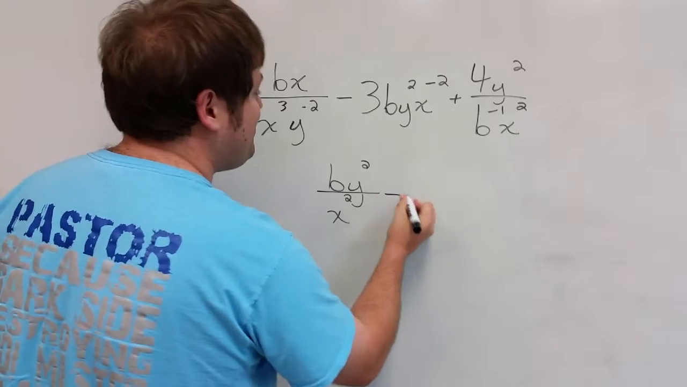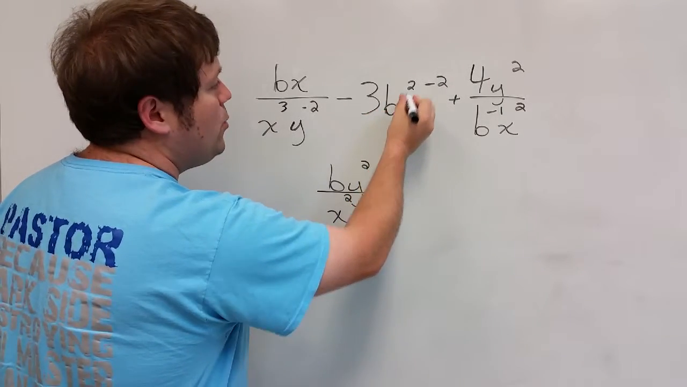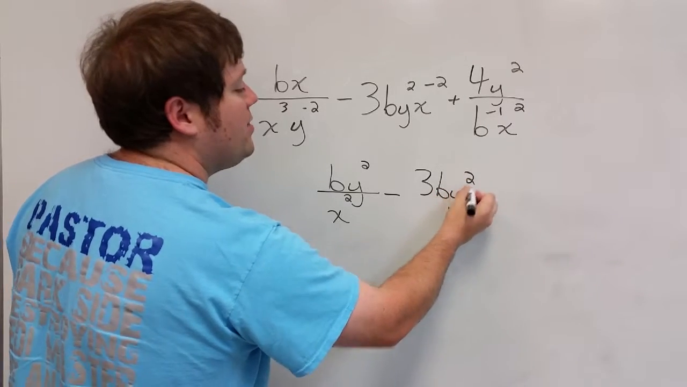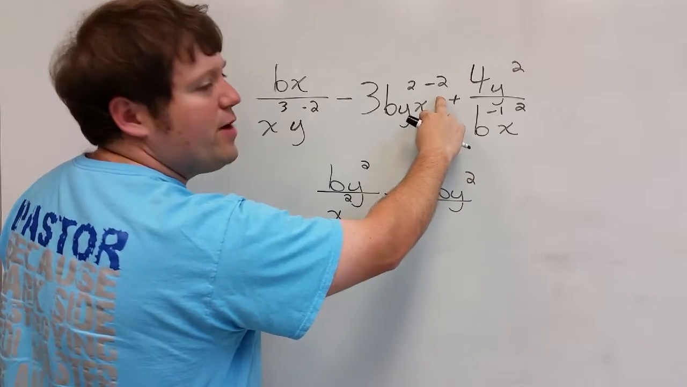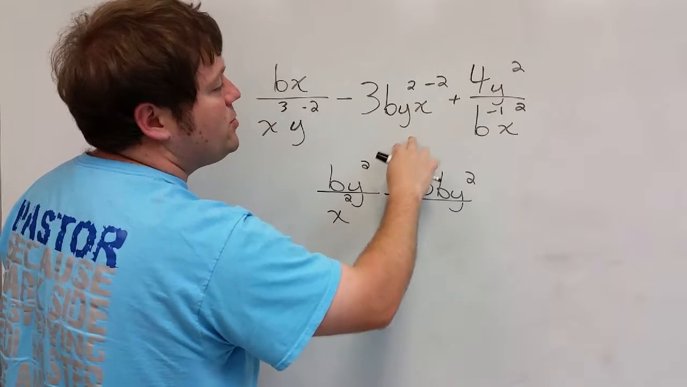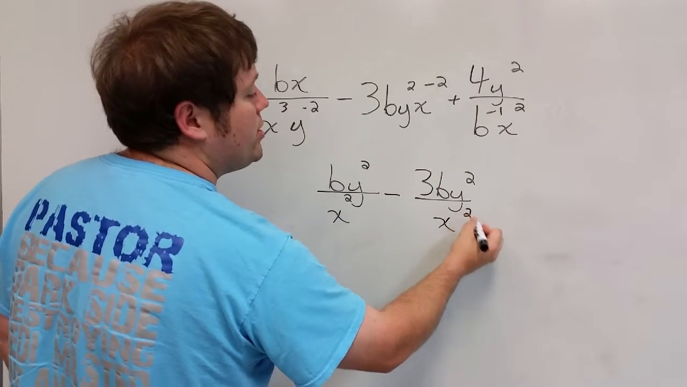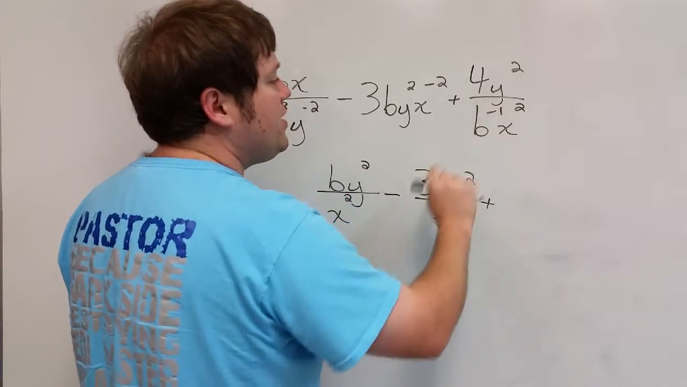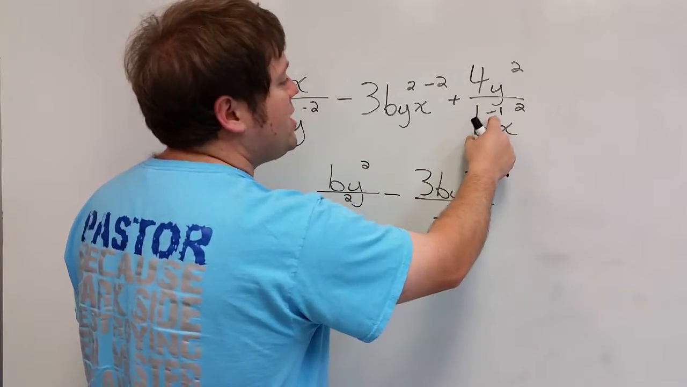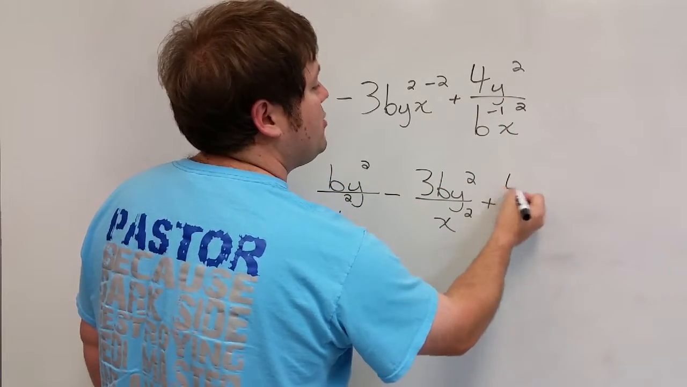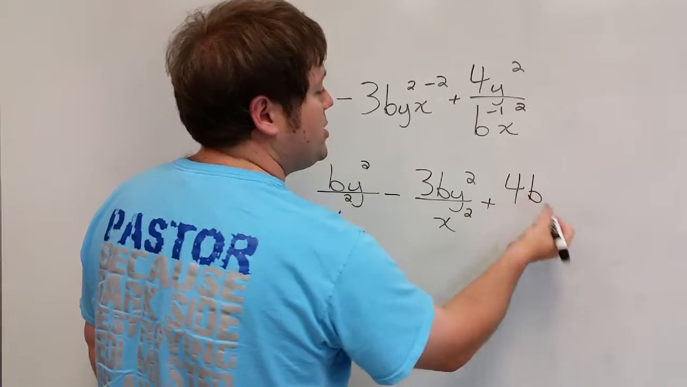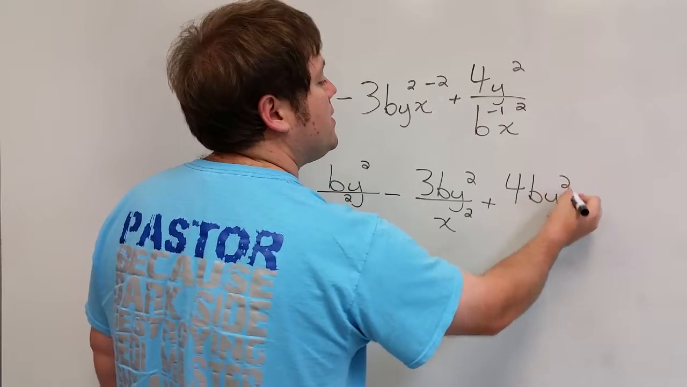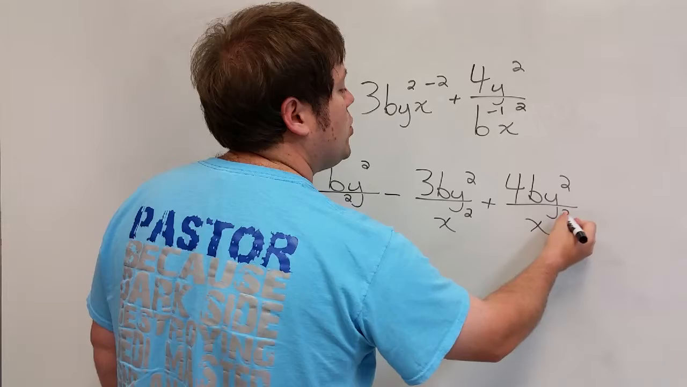I've got a minus sign. I've got 3by squared. All of that is good. I'm going to leave it just like it is. The only thing I'm going to change is I'm going to move x to the bottom. When I move it down to the bottom, it becomes x squared. Then I've got plus this last term. Most of the things are good. All I want to change is I want to move b to the top. So that'll give me 4. I'm moving b to the top now, so it becomes b to the positive first, y squared over x squared.